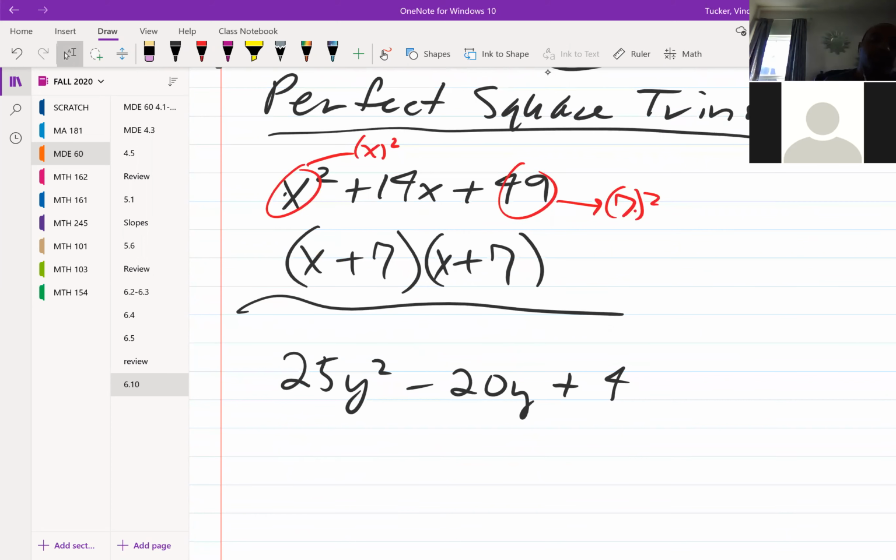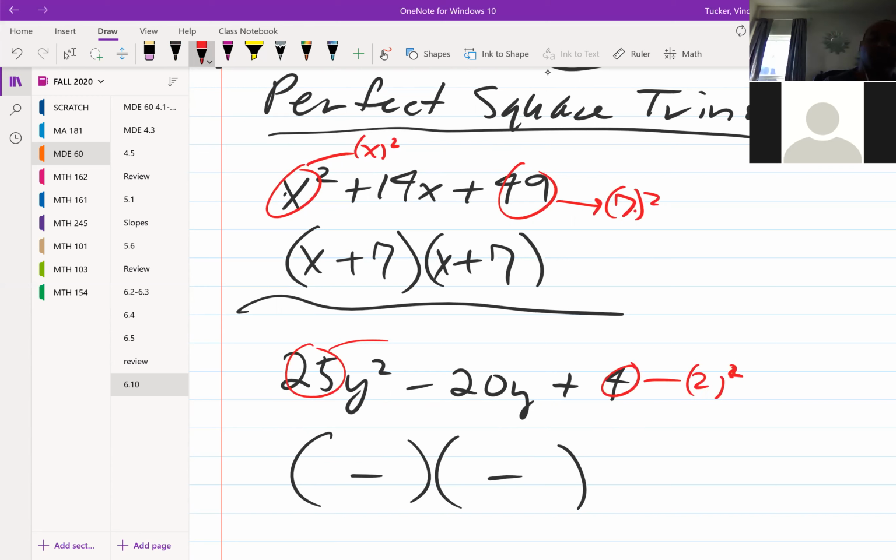Same thing here. 25y squared minus 20y plus 4. It's a trinomial, so set up your parentheses. Back sign is positive. Front sign is negative, so that means both of my signs should be negative. 4 is 2 squared. 25, it was not just 25, it's 25y squared, right? That'll be 5y squared.